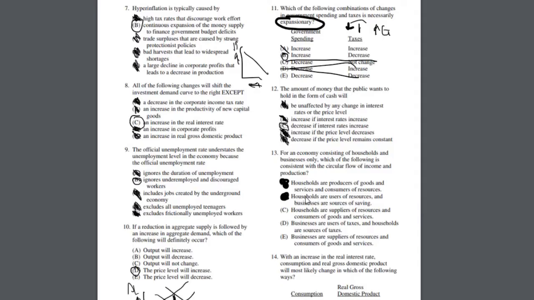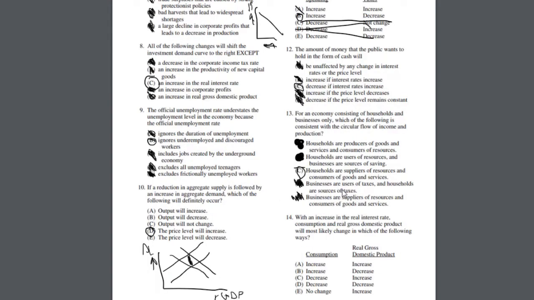That's looking pretty good. B, businesses are the users of taxes. What? And households are the sources of taxes? No. The government uses your taxes, not businesses. Businesses are the suppliers of resources. No, they don't supply the factors of production, and they don't consume goods and services. That's opposite. So we know that's C.